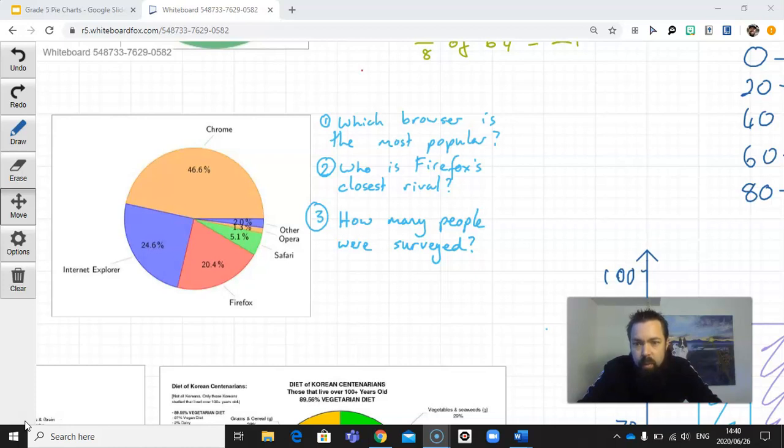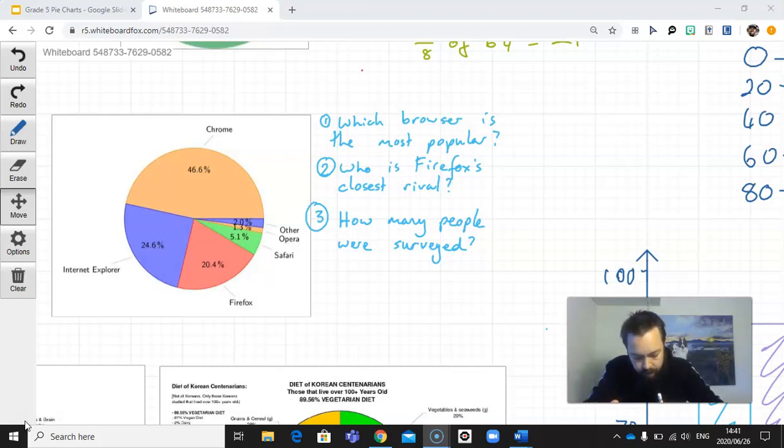So Other is actually not one, it's got a couple together, and that's why, although it's the last slice, it's bigger than Opera, but Opera is just the one platform, and then the others together add up to 2%. So you will notice also that with pie charts, we arrange them from biggest to smallest. Not normally this way, but you can see that it goes bigger, smaller, smaller, smaller, smaller, smaller.